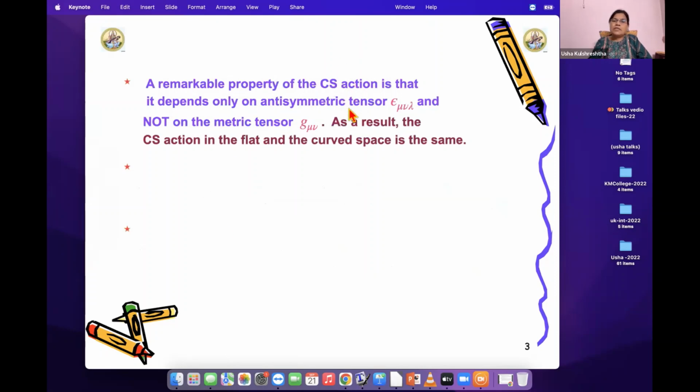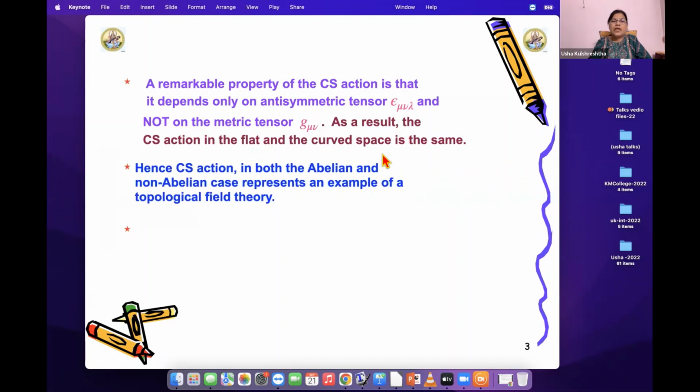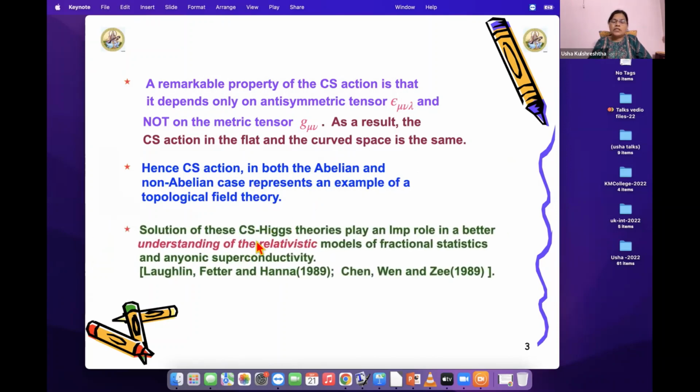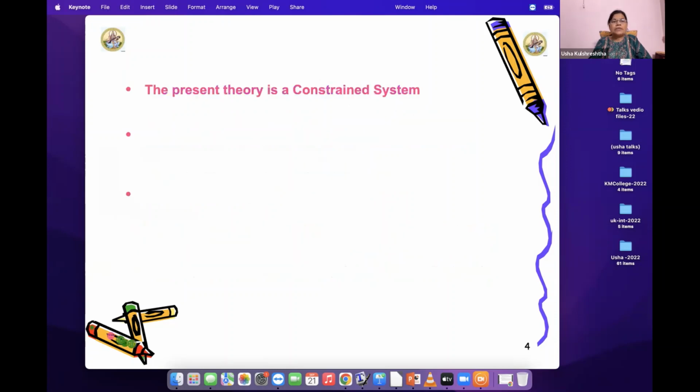And this Chern-Simons term has a remarkable property that it depends only on this antisymmetric tensor epsilon mu nu lambda and not on metric tensor g mu nu. So what happens as a result, this Chern-Simons action in the flat and the curved space is the same. So this action in both the abelian and non-abelian case represents an example of a topological field theory. And the solutions of these Chern-Simons theories play an important role in a better understanding of the relativistic models of fractional statistics and anyonic superconductivity.